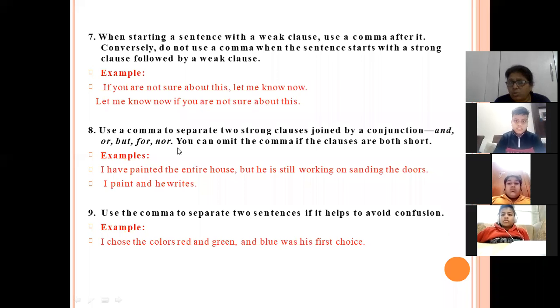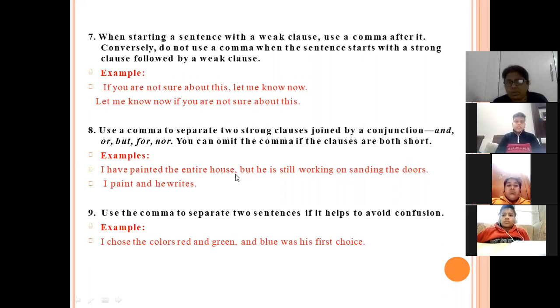The first one is saying, 2 points are there and 2 examples are given. The first point is saying you are separating two strong clauses when they are joined by a conjunction. Like the first one, I have painted the entire house, and, or but, he is still working on sanding the doors. So two sentences are there. This is the first one. He is still working on sanding the doors. This is the second. And we have joined both with but.